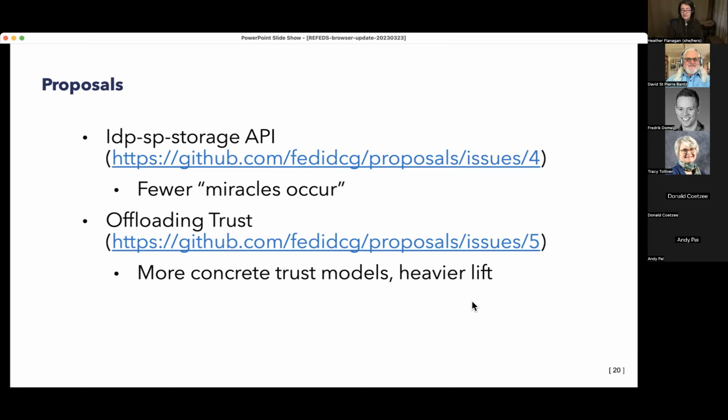The offloading trust, I think, would solve for more of the problems that we have, but it's a much, much heavier lift, and some pretty major miracles would need to occur for it to work. Still, they are out there. They are open for consideration, for comment, for discussion. They're definitely something we're talking about quite a bit in the community group calls.